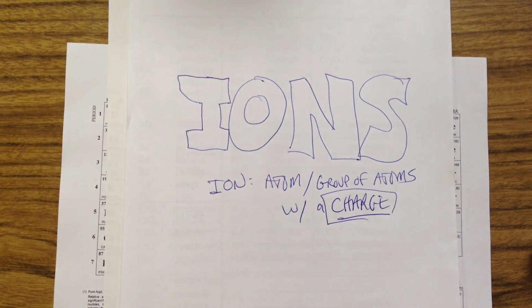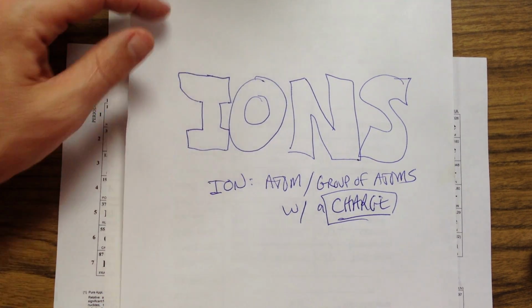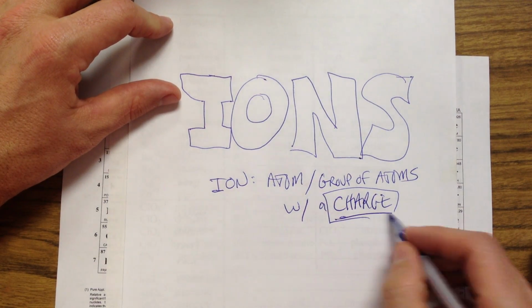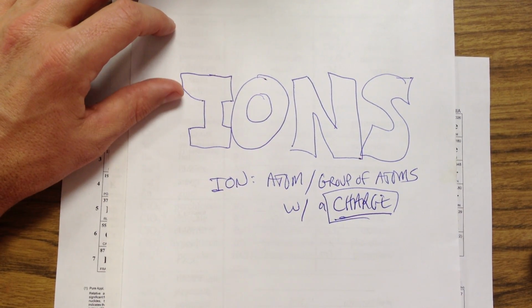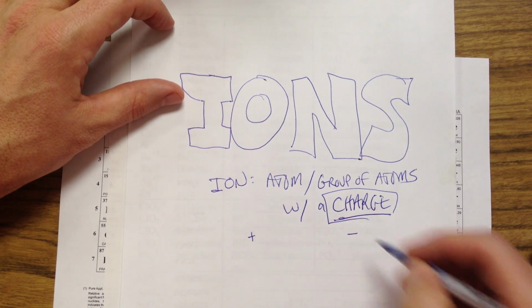A charge means, think about rubbing a balloon on your head and it starts sticking to the wall. That's because it's charged. Any atom or group of atoms that has that sort of static electricity will interact with another magnetic field or with an electric field. We say that it's charged. And so charges can be positive or they can be negative.